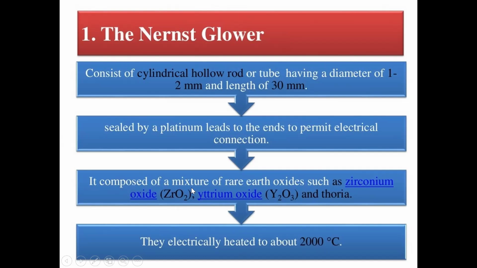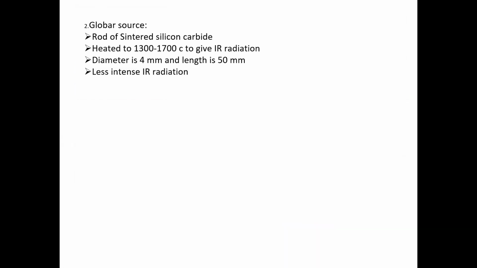It is composed of a mixture of rare earth oxides such as zirconium oxide, yttrium oxide and thoria. ఈ మెటీరియల్ ని హీట్ చేస్తారు 2000 డిగ్రీ సెంటిగ్రేడ్ కి. దెన్ ఐఆర్ లైట్ ఈస్ ప్రొడ్యూస్డ్. సెకండ్ సోర్స్ గ్లోబార్ సోర్స్. గ్లోబార్ సోర్స్ లో యూజ్ చేసే మెటీరియల్ సింటర్డ్ సిలికాన్ కార్బైడ్. This is heated to 1300 to 1700 degree centigrade to give IR radiation. Diameter is 4 millimeter and length is 50 millimeter. It gives less intense IR radiation.